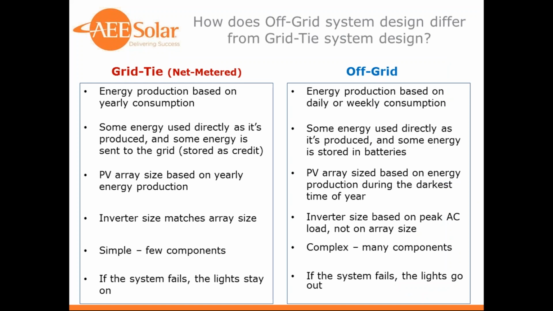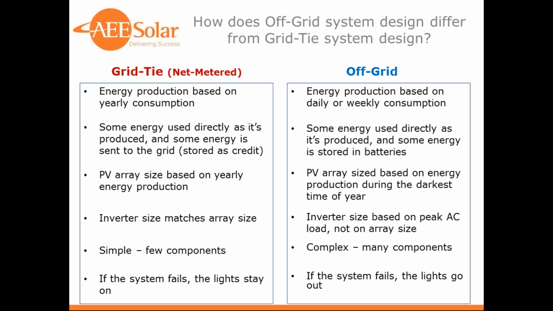So, what is the difference between an off-grid system design and a grid tie system design? Well, there are some basic differences to keep in mind here. In a grid tie system, and we're discussing a net metered system here that's done on a yearly basis, there are certainly other types of net metering and other types of grid tie systems, but most of the country is on net metered grid tie. So in a grid tie system in that situation, the energy production is based on the yearly consumption. So the size of the system is based on offsetting what the yearly consumption of energy is.